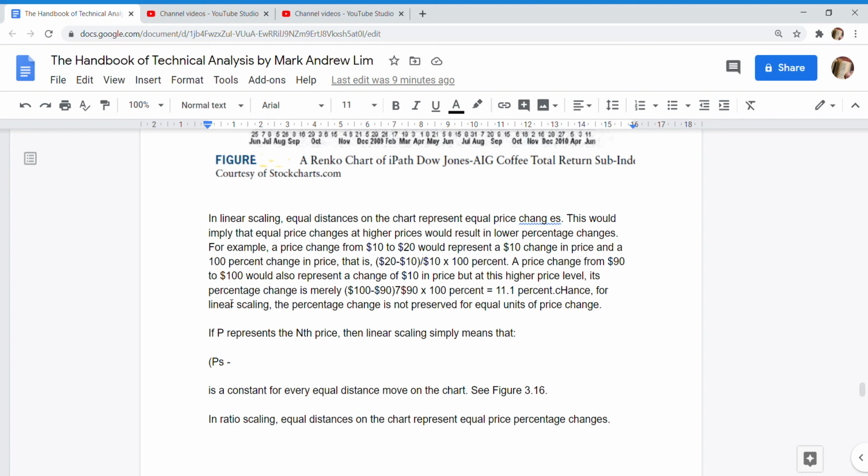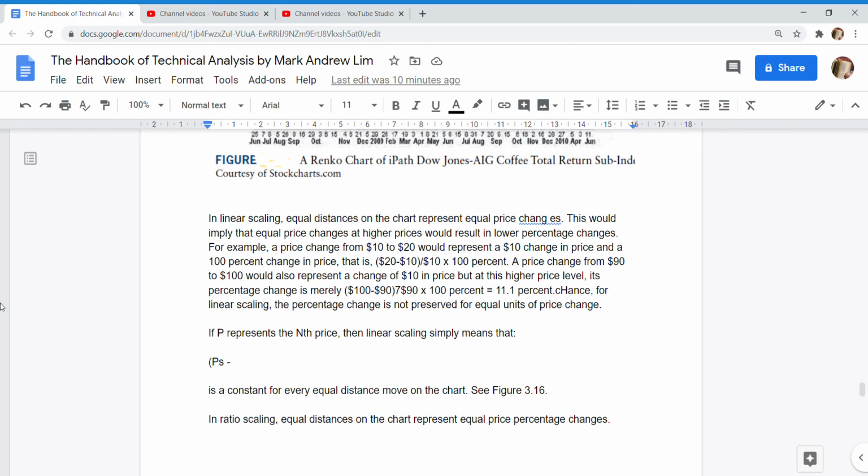A price change from $90 to $100 would also represent a change of $10 in price, but at this higher price level, its percentage change is merely ($100 - $90) / $90 x 100% equals 11.1% change. For linear scaling, the percentage change is not preserved for equal units of price change. If Pn represents the nth price, then linear scaling simply means that Pn - Pn-1 is a constant for every equal distance move on the chart. See figure 3.16.